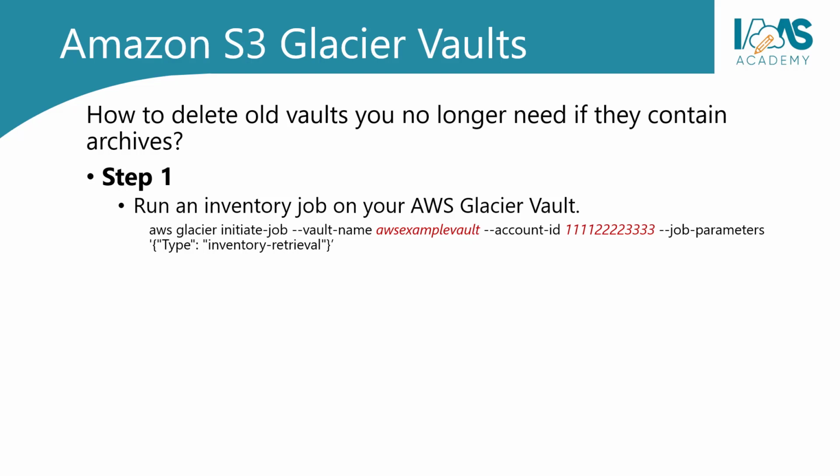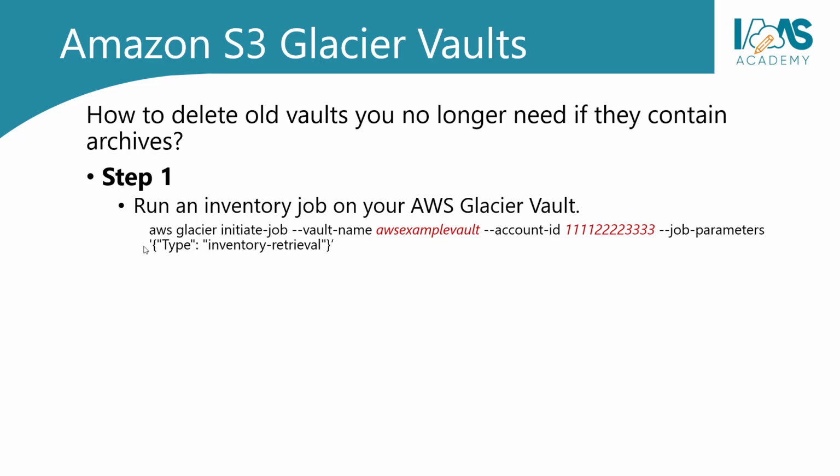You need to make sure, however, that where I have indicated placeholders, you put in the appropriate values. So you obviously need to put in your vault name, not aws-example-vault, and the account ID for where the vault resides that you want to work with. So this particular job actually runs an inventory to look at all of the archives and to basically create an inventory of all of the archives of your Glacier vault.